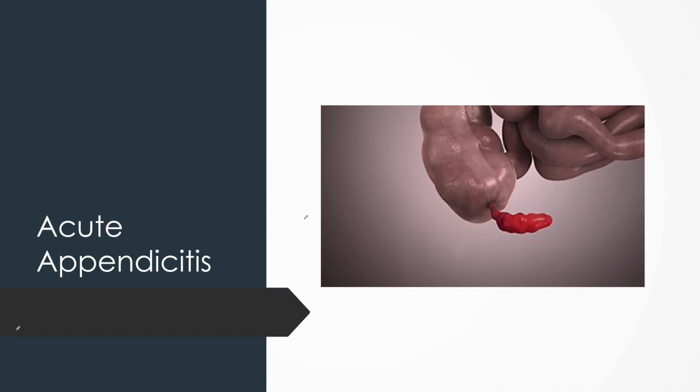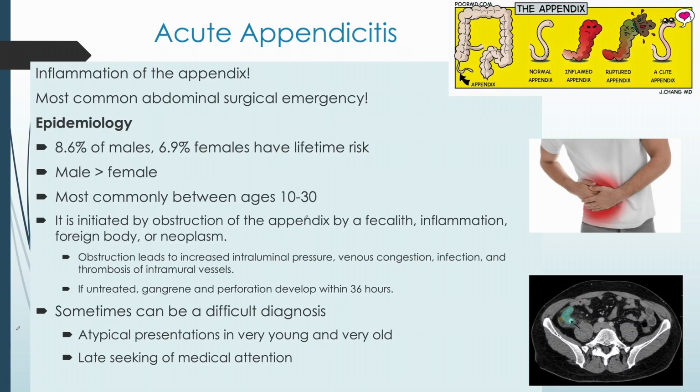All right, last but not least, we have acute appendicitis. Now, if you've never heard of acute appendicitis, I think you've maybe been living under a rock, because everyone at some point has at least heard of it, whether on TV or from a family member, a friend, or even yourself that's had appendicitis. It is inflammation of the appendix, and it is the most common abdominal surgical emergency.